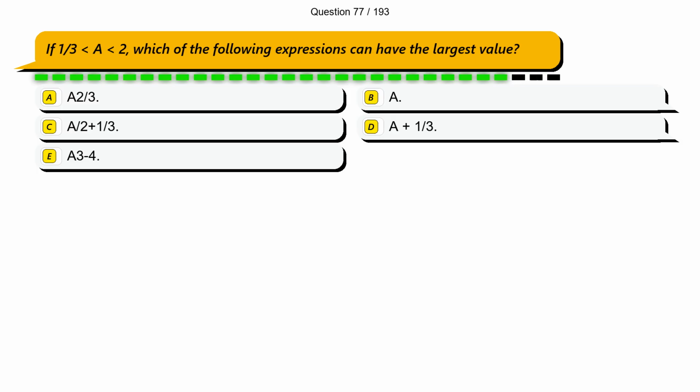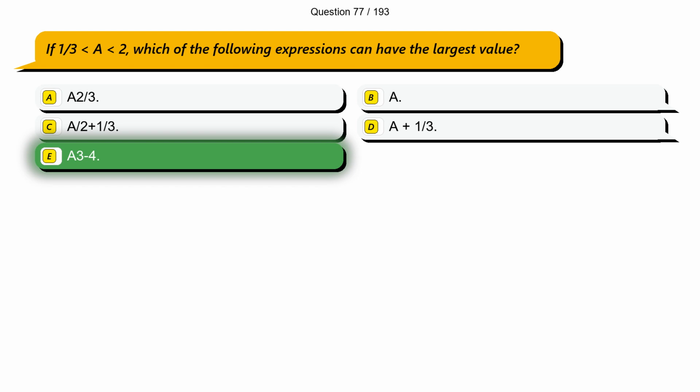Question 77. If 1/3 < a < 2, which of the following expressions can have the largest value? Option A, a^(2/3). Option B, a. Option C, a/2+1/3. Option D, a+1/3. Option E, a^(3/4).